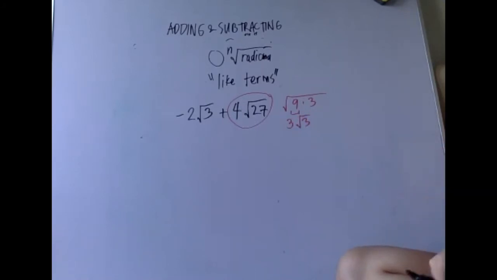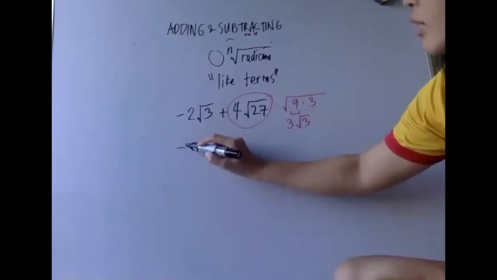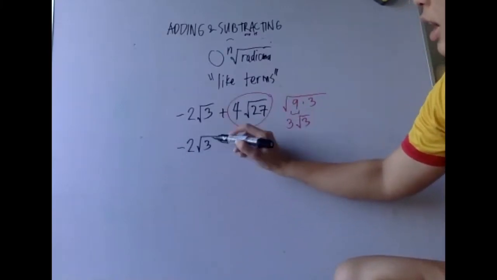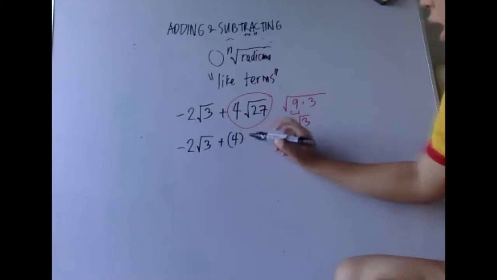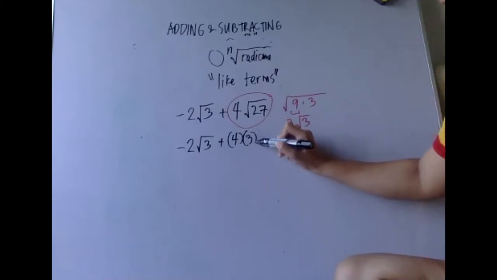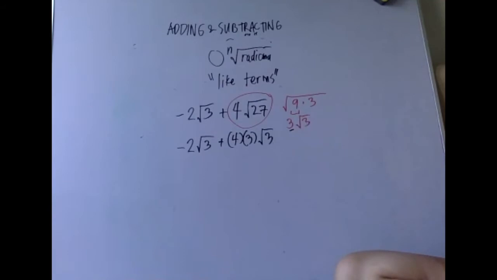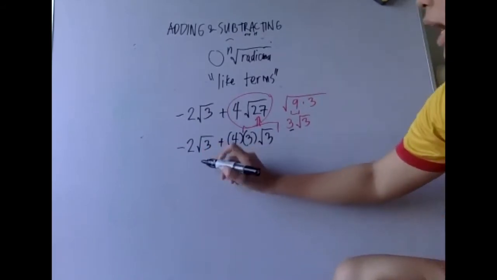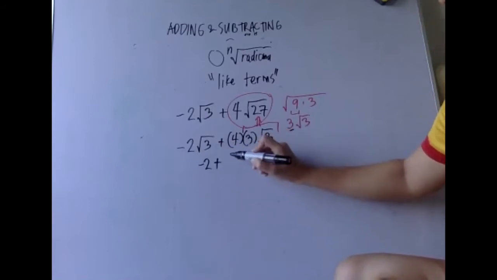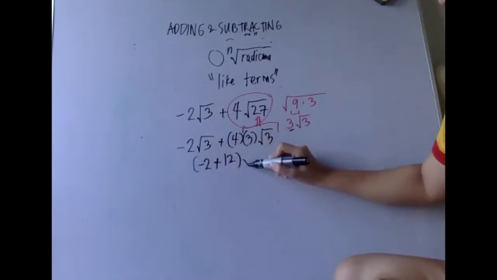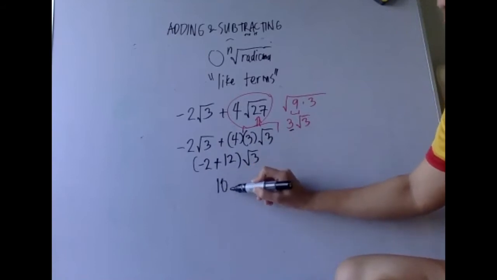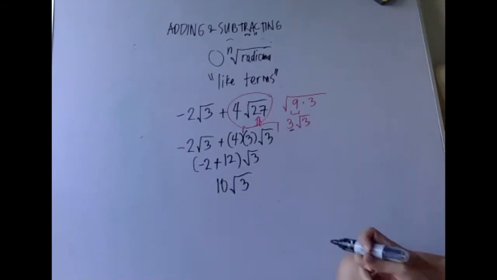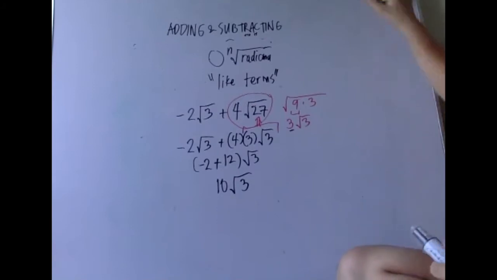Okay? Remember sa simplifying radicals. So here, we're gonna have negative 2 square root of 3 plus 4 times 3 square root of 3. Okay guys, yung 3 square root of 3 equal lang yun sa square root of 27 ha. Diyan lang yun galing. So simplify, we have negative 2 plus 4 times 3, that's 12, times square root of 3 or 10 square root of 3. Okay, nakuha naman yung idea. One more.